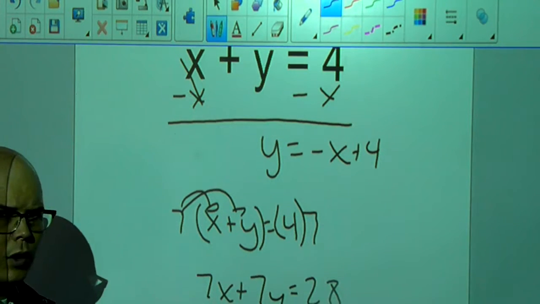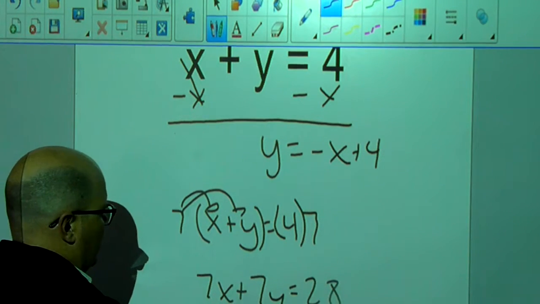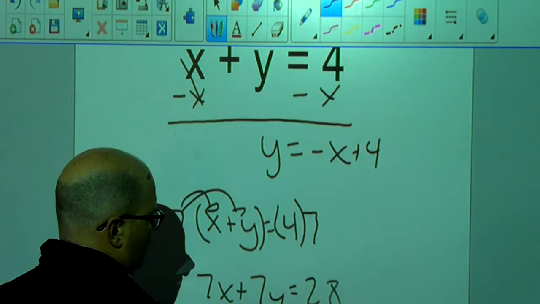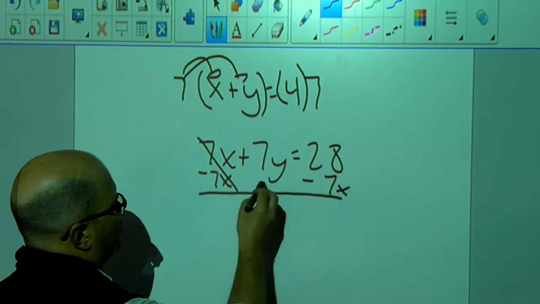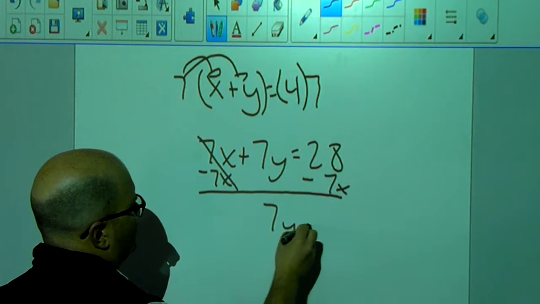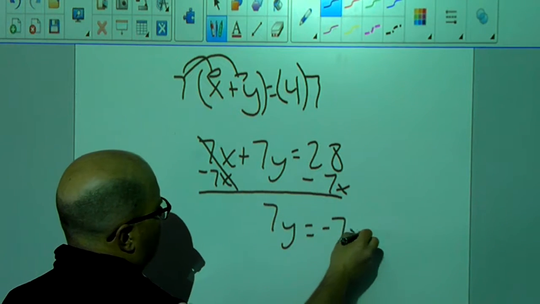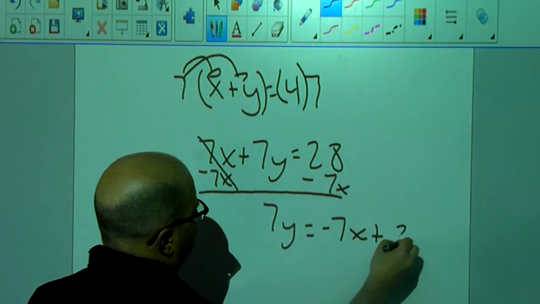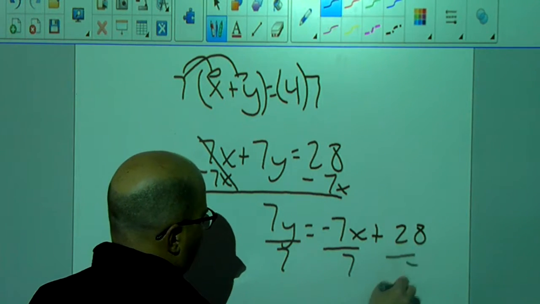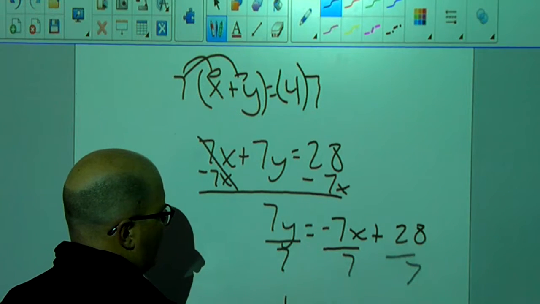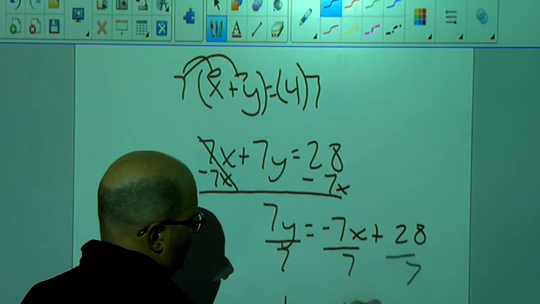Then if I solve for y, I'm going to move my 7x. That cancels. And I'm going to have negative 7x plus 28. Then when I divide everything by 7 to get y by itself, I get the exact same solution.